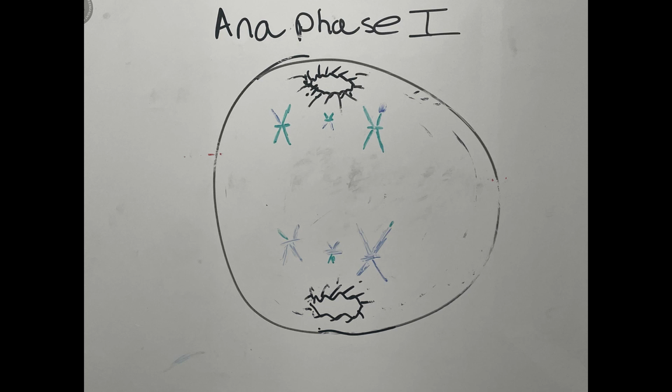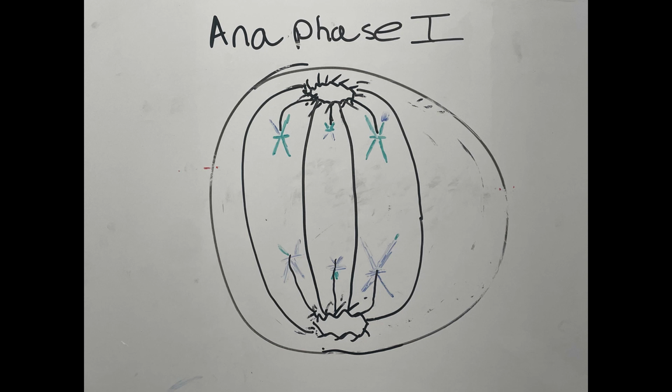The next part of meiosis is anaphase 1, which is when the homologous chromosomes split apart from each other and go to the opposite centrosomes in the cell, with the help of each centrosome's spindle fibers, which in our drawing and diagram is indicated by the black lines going through.